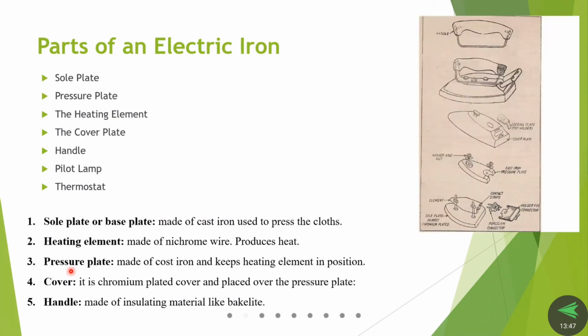So this is the construction for the non-automatic type iron boxes. Right? These are the major parts: sole plate, pressure plate, heating element, cover plate, handle, pilot lamp, thermostat. These are the major points we discuss for the electric iron. So first, this one we call the sole plate.